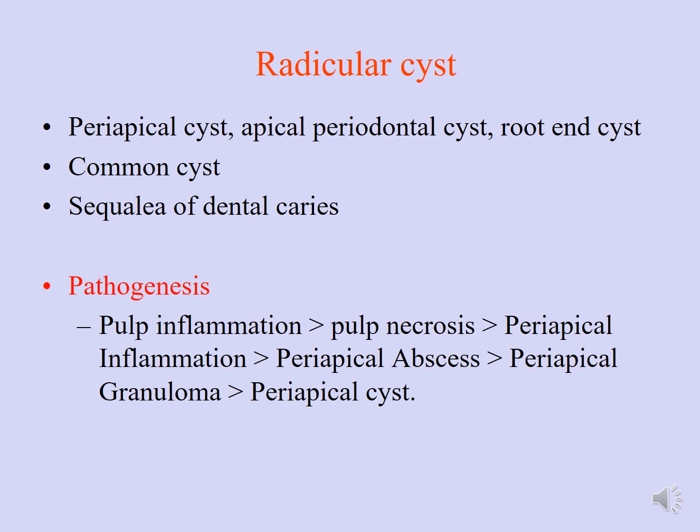Okay, so moving on to the most important inflammatory cyst, which is radicular cyst. Radicular cyst is also called periapical cyst, apical periodontal cyst, root end cyst. And it is the most common cyst in the entire orofacial region, right? The reason why radicular cyst is the most common cyst is because it is inflammatory in origin, and dental caries is the most important cause for initiating radicular cyst. And it is captured as part of a sequelae of dental caries.